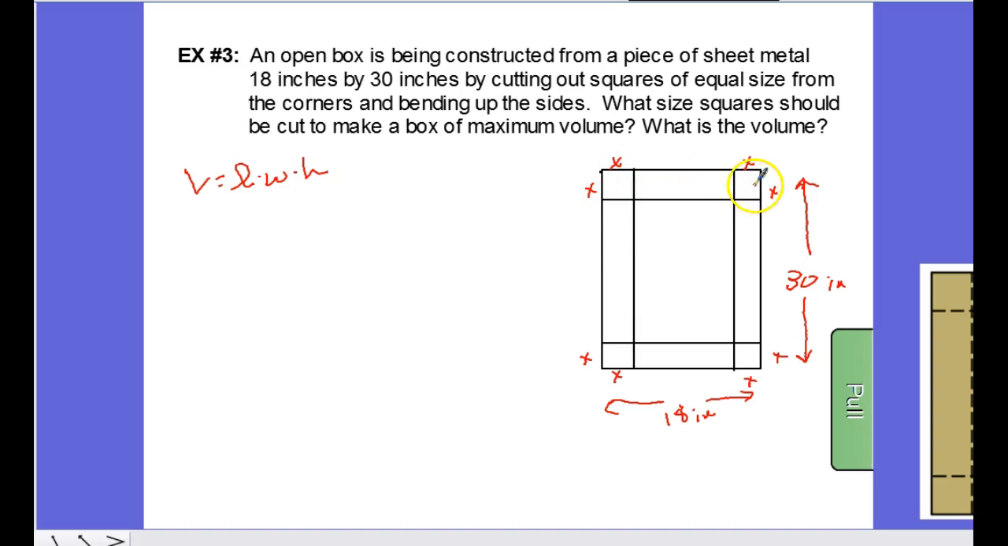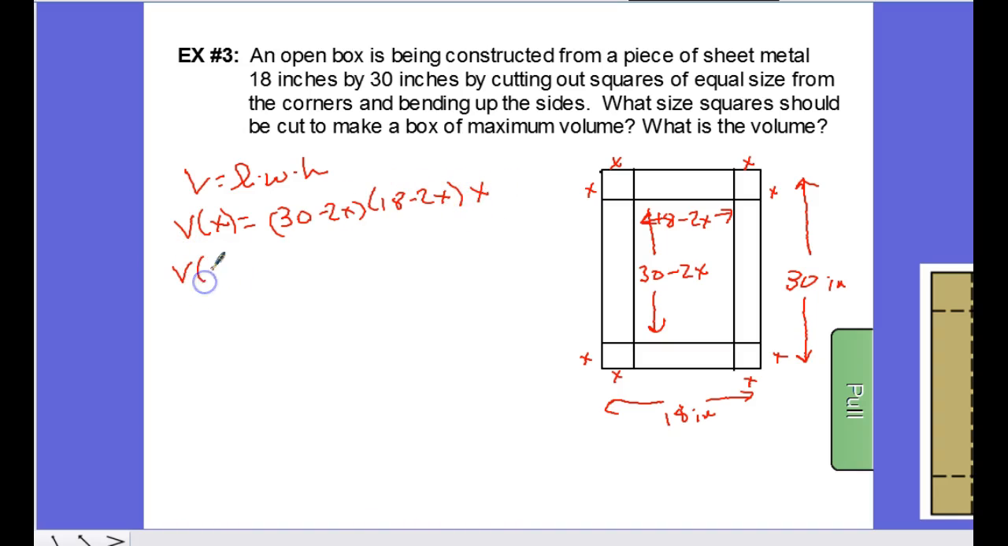So if this total length is 18, and I'm snipping out an x on this side and on this side, that means that what I'm going to be left with is 18 minus 2x. And likewise, along this side, the total length is 30, but we're removing an x here and an x here, so that leaves us with 30 minus 2x. So now we can find our volume as a function of x. And that's going to be length times width times height. So the length is 30 minus 2x times the width, which is 18 minus 2x, times the height, which is x.